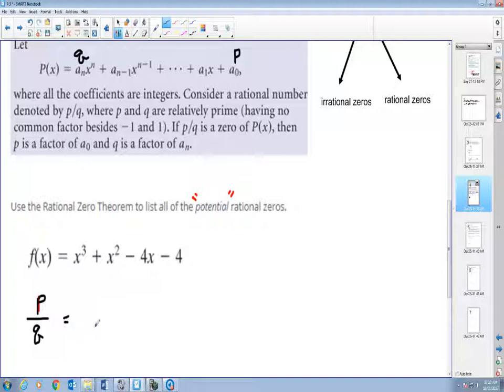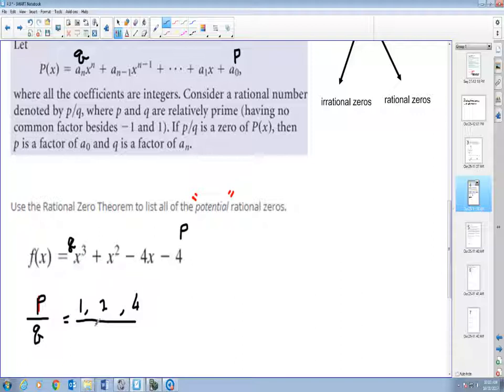Okay. Q is the leading coefficient. So the way we do it, they're using the word, P is a factor of my constant term. What are the factors of 4? 1 times 4 and 2 times 2. So these three numbers are the factors of my P. Over Q are the factors of my leading coefficient.